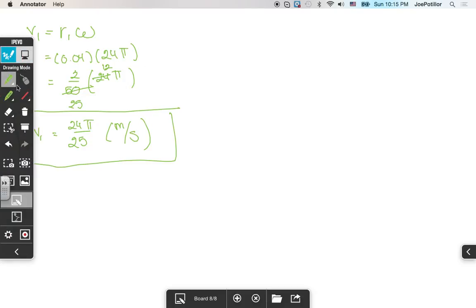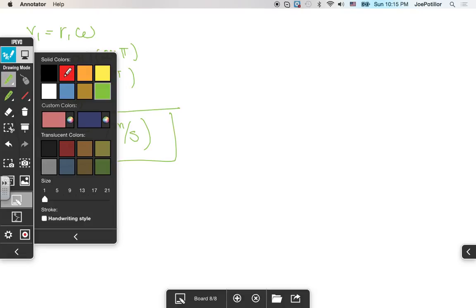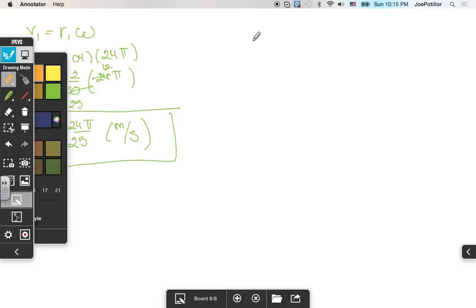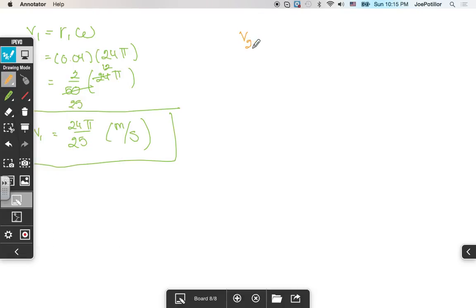And then for part 2, the same principle applies. We'll use the orange color this time. V2 is equal to R2 omega. By the way, it should be twice, just so you know.